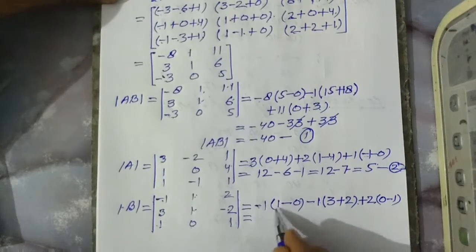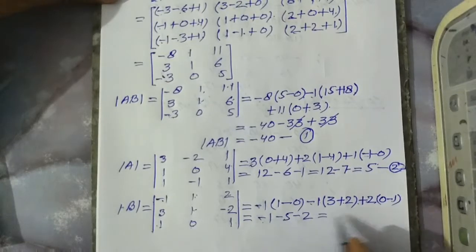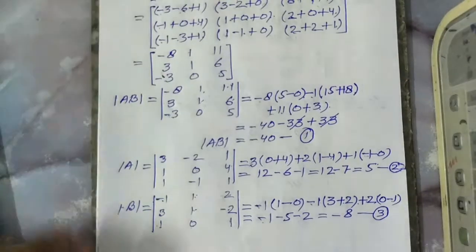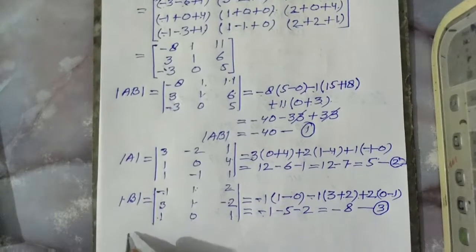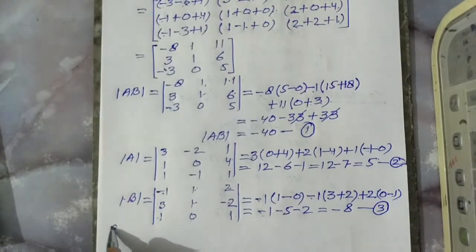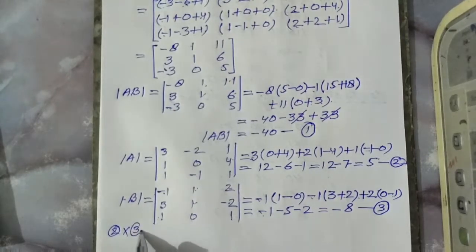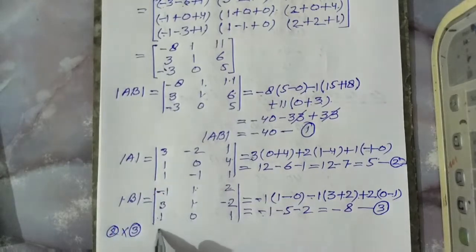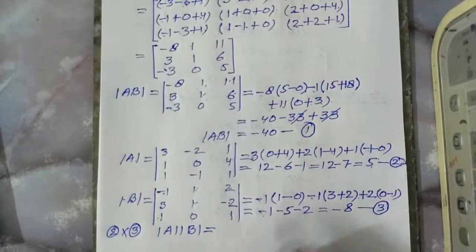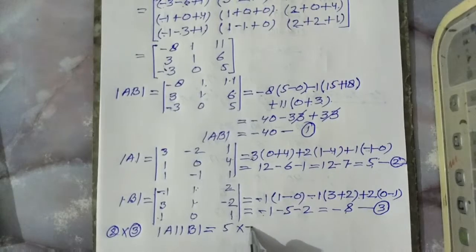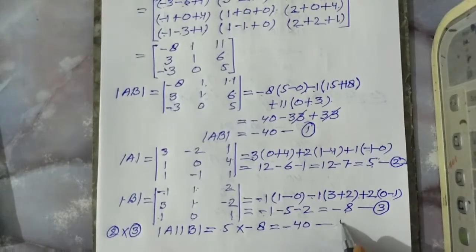So on simplification we get minus 1 into 1, minus 1, and minus 1 into 5, minus 5, and plus 2 into minus 1, minus 2. So we get minus 1, minus 5, minus 2, that is minus 8. Let it be equation number 3. So now we have to multiply equation number 2 and 3. Equation 2 and 3 are multiplied together. So we get on the left hand side determinant A into determinant B. On the right hand side we get 5 into minus 8. So 5 into 8 is 40, and plus into minus, minus, we get minus 40. Let it be equation number 4.